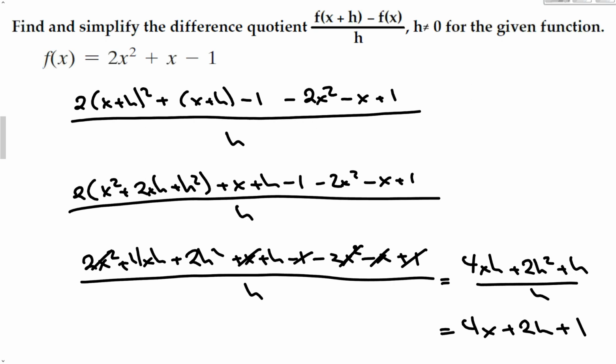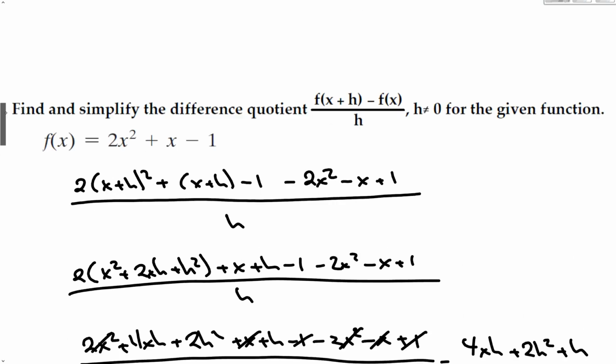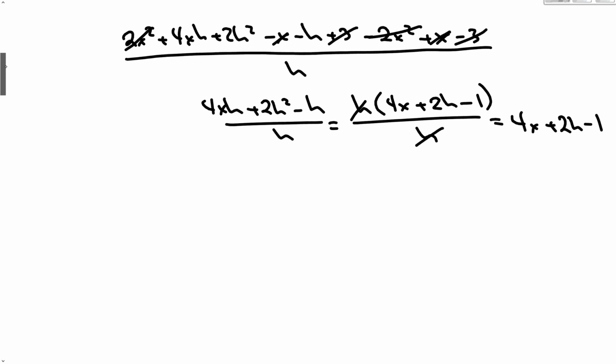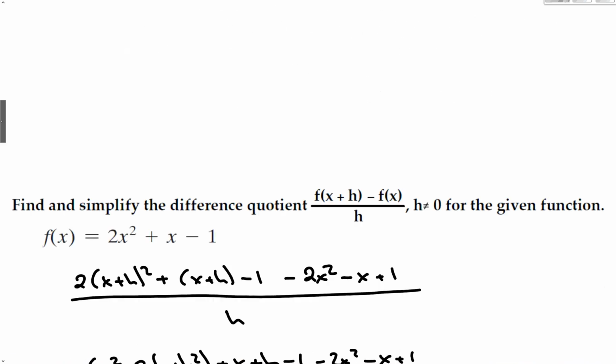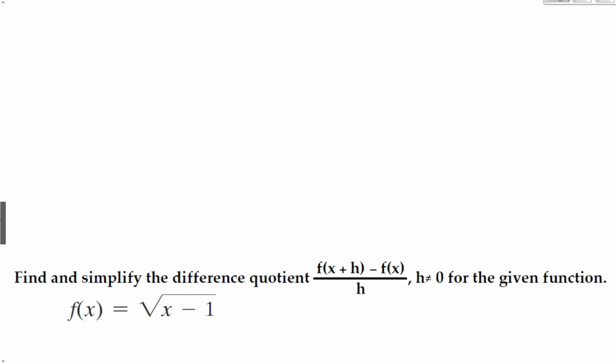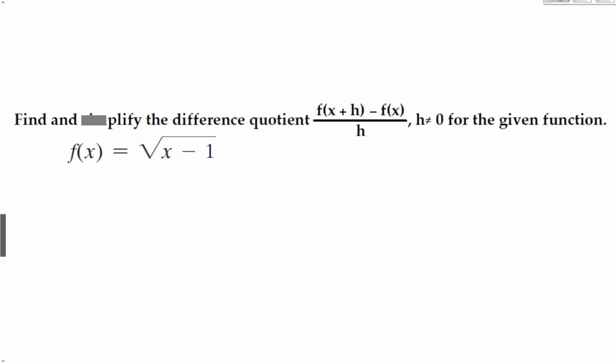Now, what we're going to do with these is see what happens when this h value, and we'll talk about what that means a lot later, becomes 0, and we would get 4x plus 1. Here, we would get 4x minus 1. But what happens if we have something really weird, like this?